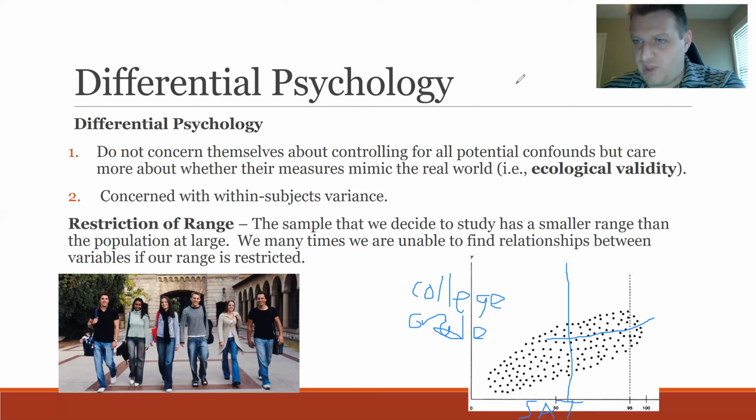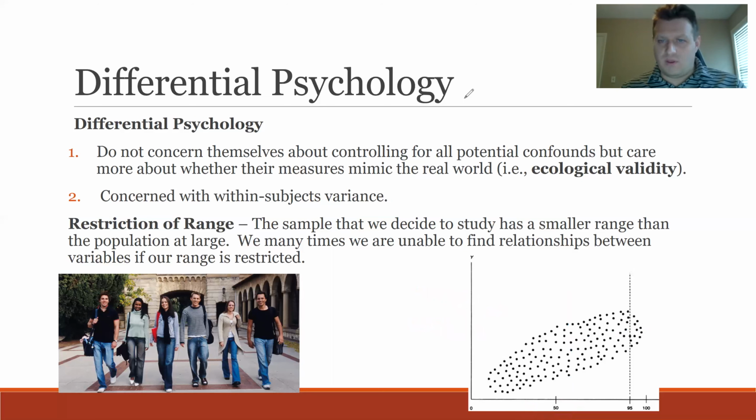We need to make sure that we have a wide variety of subjects of different abilities to find relationships between different variables when we're doing differential psychology studies. So going back to Georgia Tech, what did we have to do if we're trying to find a relationship between math ability and memory ability? Because Georgia Tech students are so high in memory ability, we need to get other kinds of subjects.